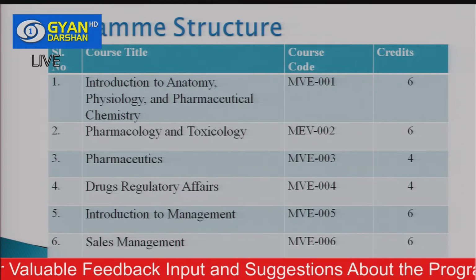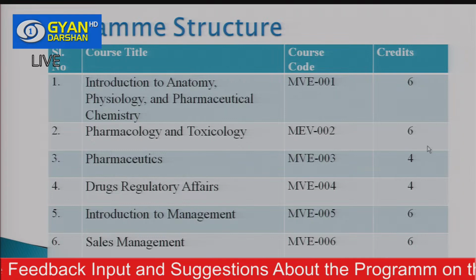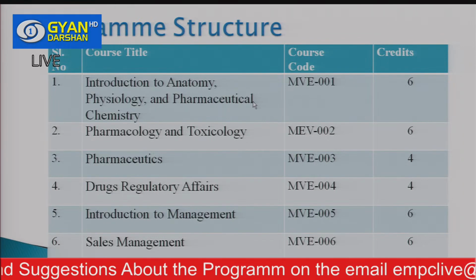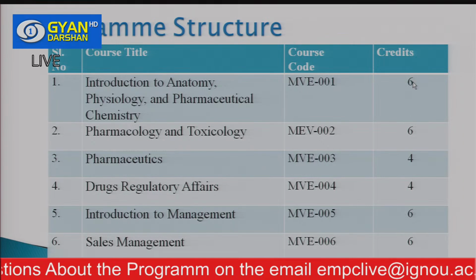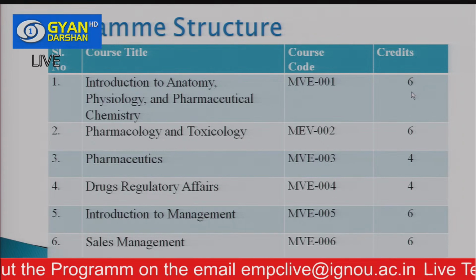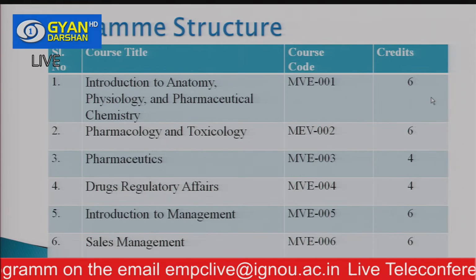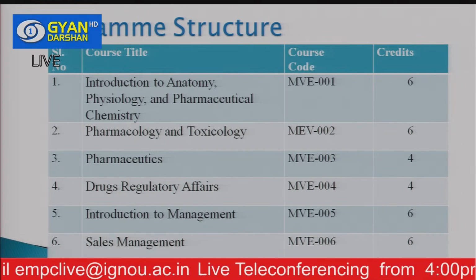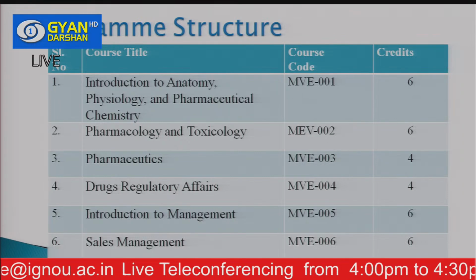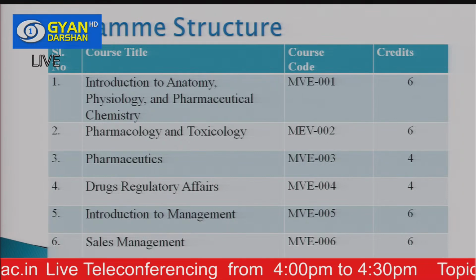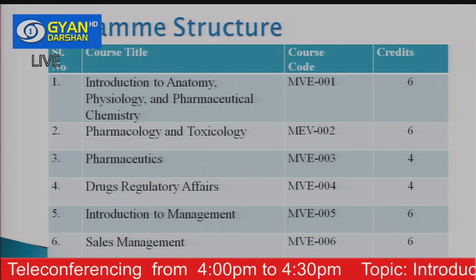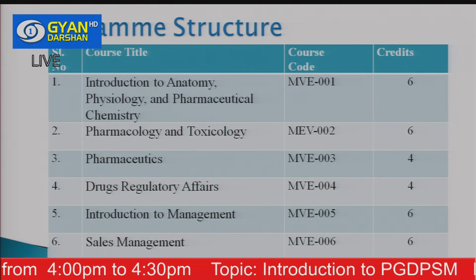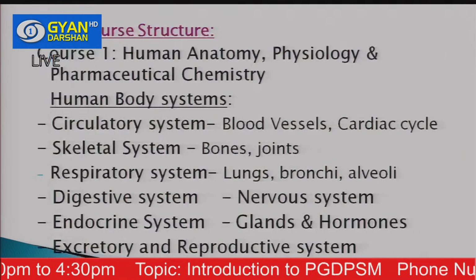So in all, you can see on the right side there are credits mentioned against each. The first course, as you can see here, is 6 credits. This denotes the weightage of the particular course. Here we usually consider that 1 credit would involve 30 learning hours. So you can multiply and accordingly plan your study hours.